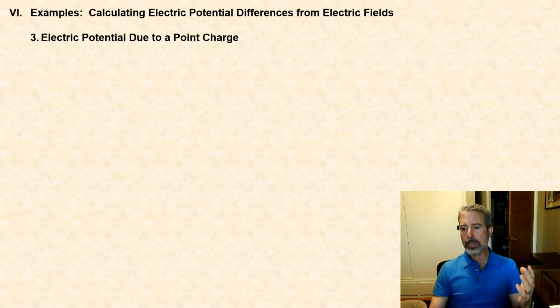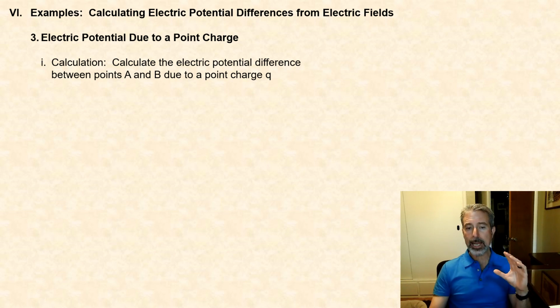A more elegant way, if you have a discrete charge distribution, is what we're going to talk about now. A discrete charge distribution is simply a collection of point charges. So if we know how to calculate the electric potential difference for a single point charge, then we should be able to calculate it for a collection of point charges. Let's start out by calculating the electric potential difference between 2 points in space due to a point charge Q.